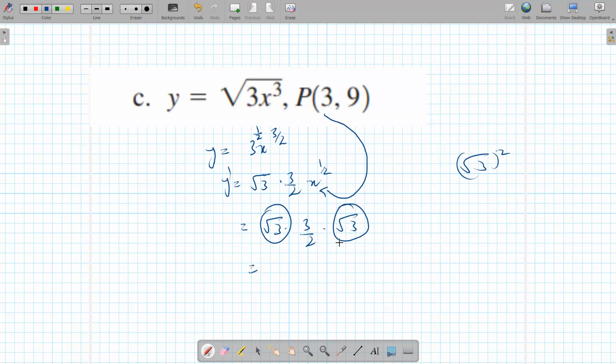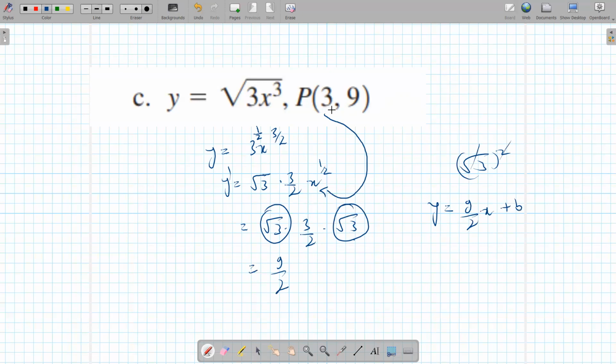In other words, you can think of it like if you have a square root and a square, they cancel each other out. So √3 times √3 is simply a 3. And then we have 3 times 3 over 2. The answer is 9 over 2 for the slope. Cool? And then we can find the equation. So that's going to be our m. Y equals 9 over 2x plus b.